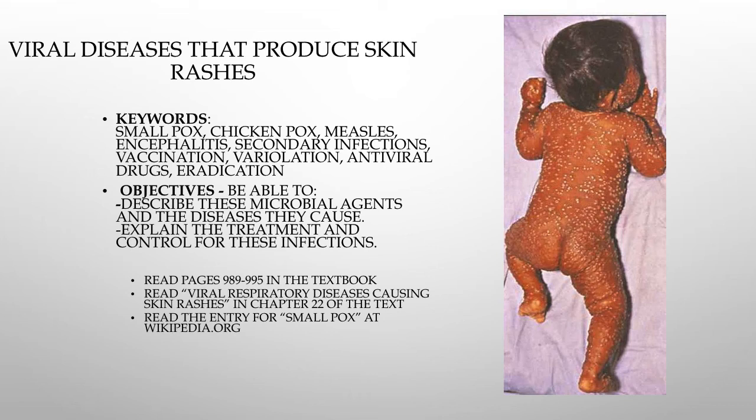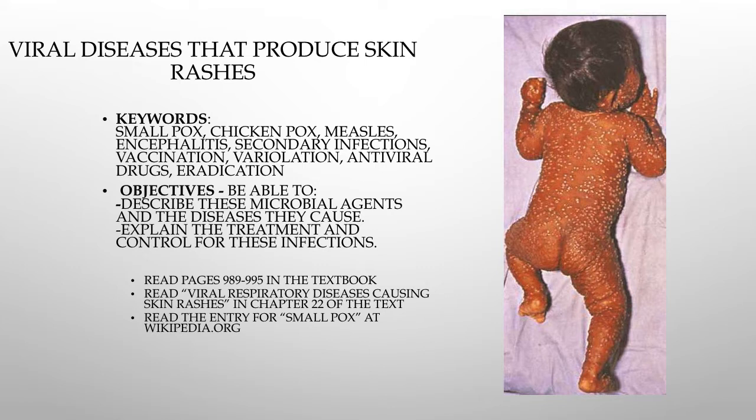All right, now we're going to start covering examples of diseases that illustrate some of the important features of control of infections. Right now, we're going to go over viral diseases that cause skin rashes. This is covered in the textbook under smallpox. I think it's page 989 to 995.